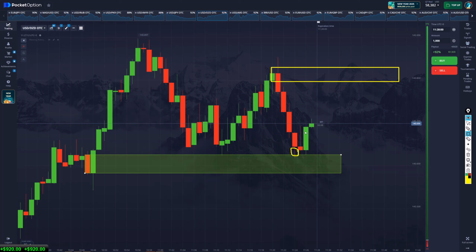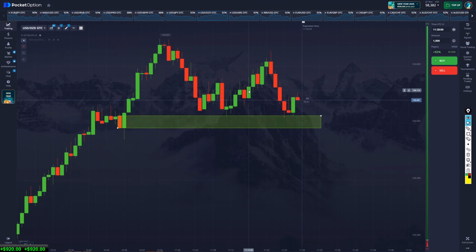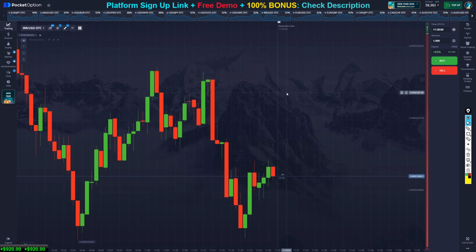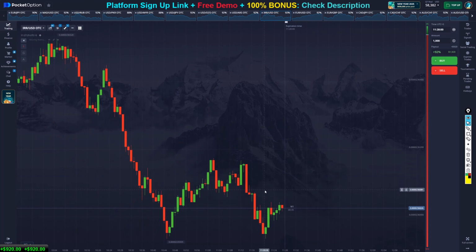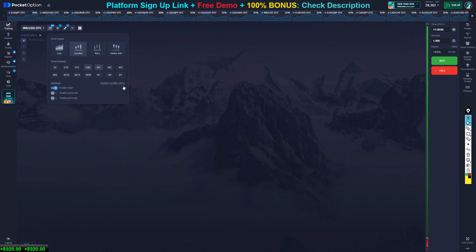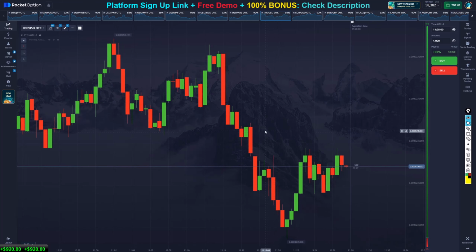So here my preference will be buying again if it gives me any setup. So this was my first trade. I'll keep looking to the next chart. All right, this is nice.